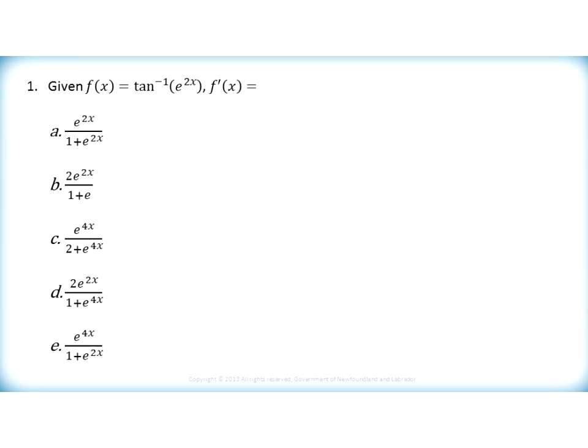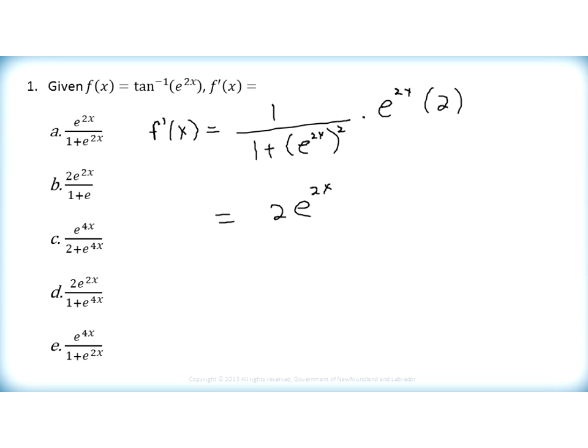Here's the one more question here. We've got to find the derivative of this composite function with an arctan. So f prime is going to be, arctan is 1 over 1 plus x squared, and x in this case is stuff, squared, multiplied by the derivative of the stuff, e to the power of 2x times 2. So if I simplify, that's 2 e to the power of 2x all over 1 plus e to the power of 2x squared. I multiply the exponents to get 4x, and it looks like D is going to be the correct answer.